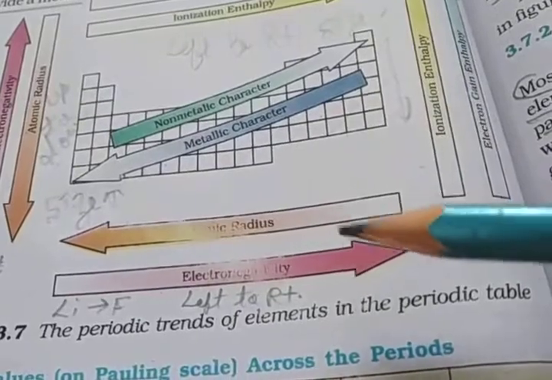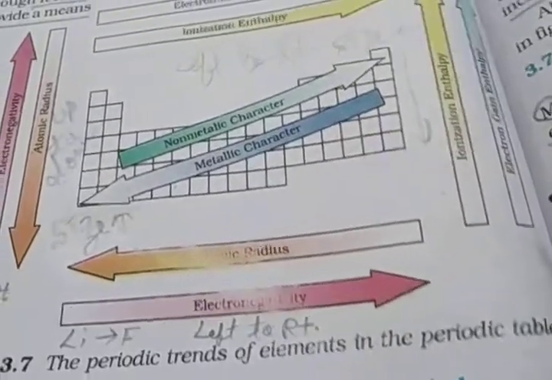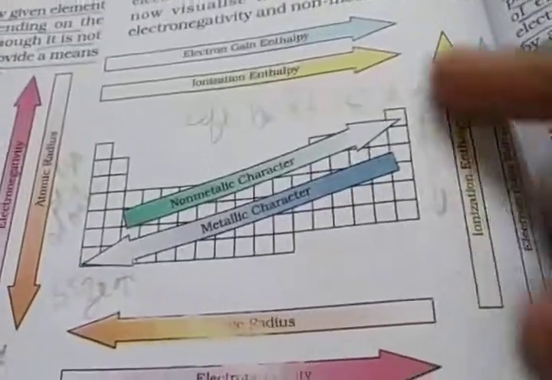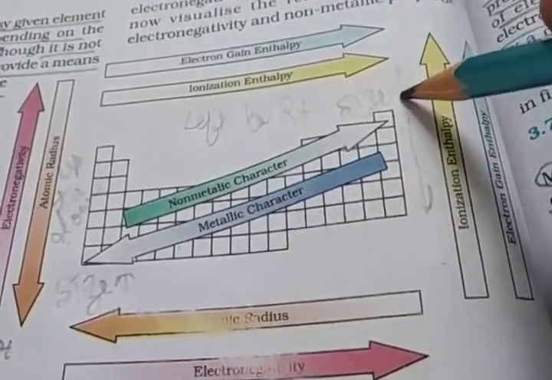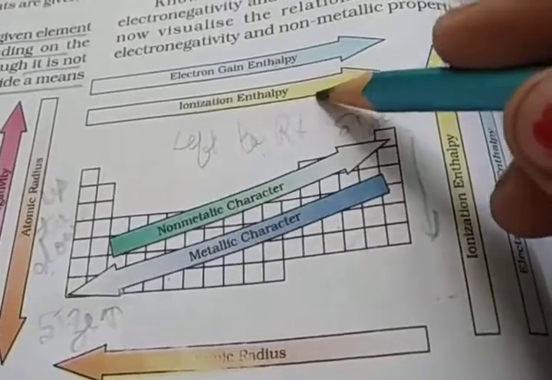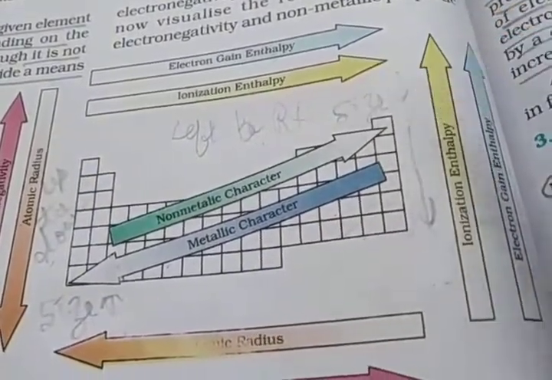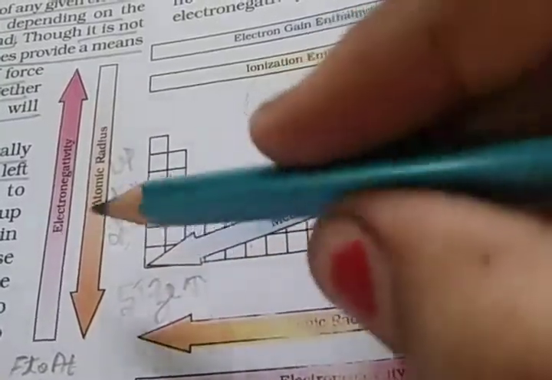So this is the periodic trends of the elements in the periodic table. So you learn by this diagram. Okay. So left to right we go, size decreases and then electron gain enthalpy and ionization enthalpy increase. And up to down we go, size increases, atomic radius also increases but electronegativity decreases.